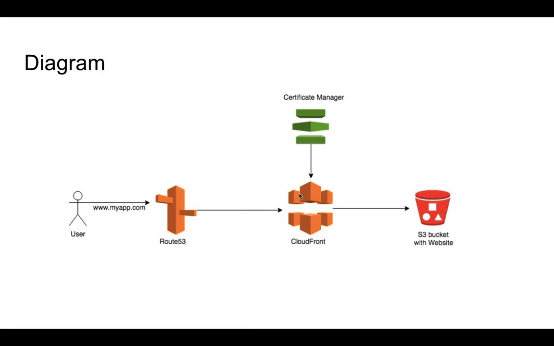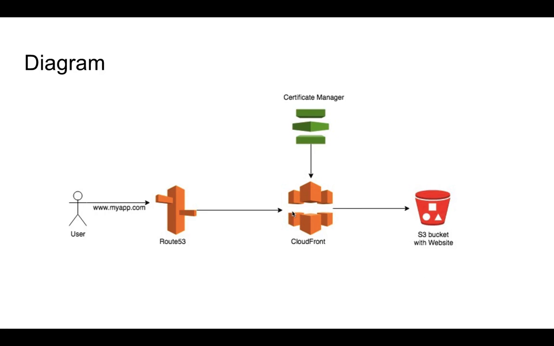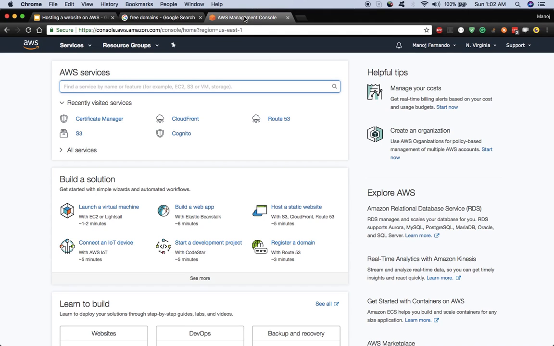Why we have the CloudFront here is basically to cache the requests of our website, and whenever the next time the users request our website, it will be served from the CloudFront. It will not just traverse through the S3 bucket. So it will save time and it will be quick. Okay, so let's get into our AWS console.